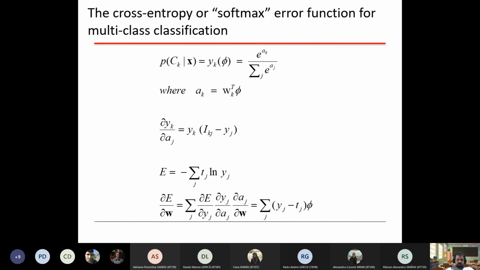If we use softmax, the computation will be similar. So we start from this probability where ak is wk transpose multiplied by phi. When we take the derivatives, it will look like this. The error is minus t logarithm of y. And when we take the chain of derivatives, we will get to this formula that is the summation of y minus t, so the prediction minus the target, multiplied by the basis function.